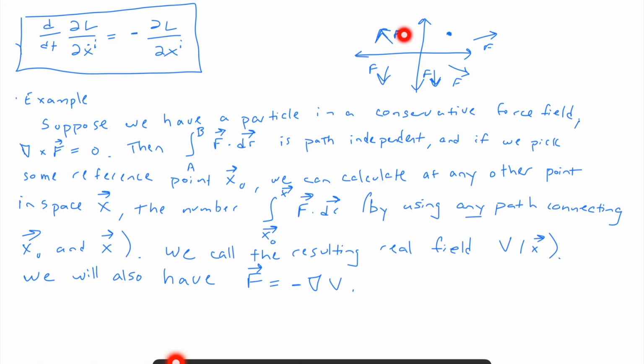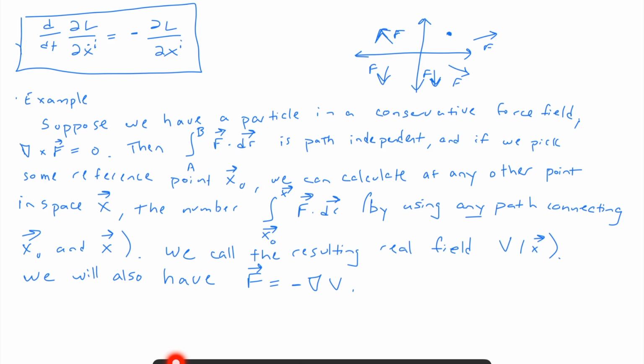So you have this vector field, which is a vector at every point in space. This is a 2-dimensional example, but it could be 3 dimensions. And the curl of that is equal to 0. That means this vector field is curl-free, and we call the field associated with that vector conservative if this statement is followed.